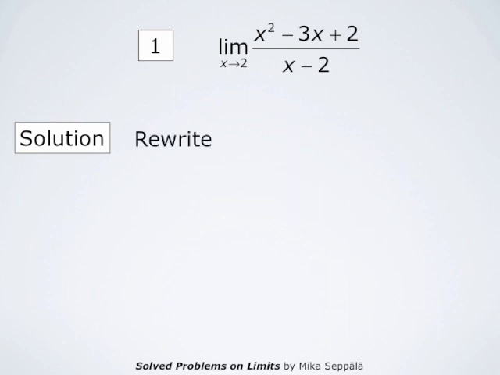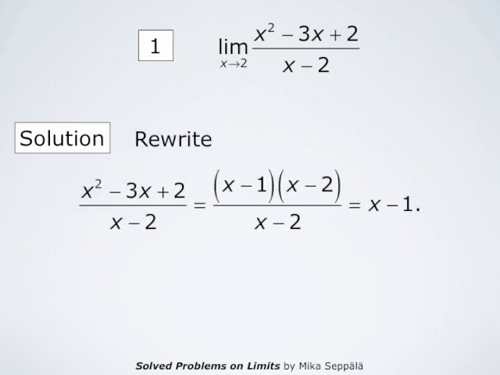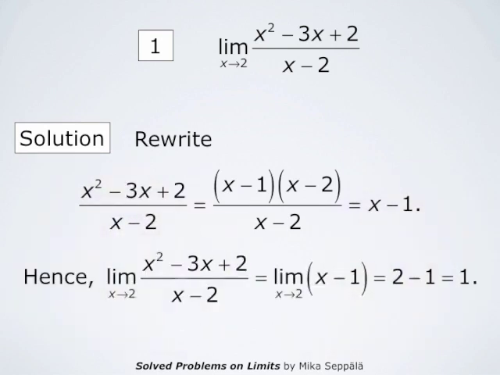The solution is to rewrite x squared minus 3 times x plus 2 as x minus 1 times x minus 2. That has to be divided by x minus 2. X minus 2 cancels out. We get that the quantity for which we have to compute the limit is actually x minus 1 in disguise. Hence, the limit as x approaches 2 of x squared minus 3 times x plus 2 divided by x minus 2 is the same as the limit of x minus 1 as x approaches 2, which is 2 minus 1, which is 1.